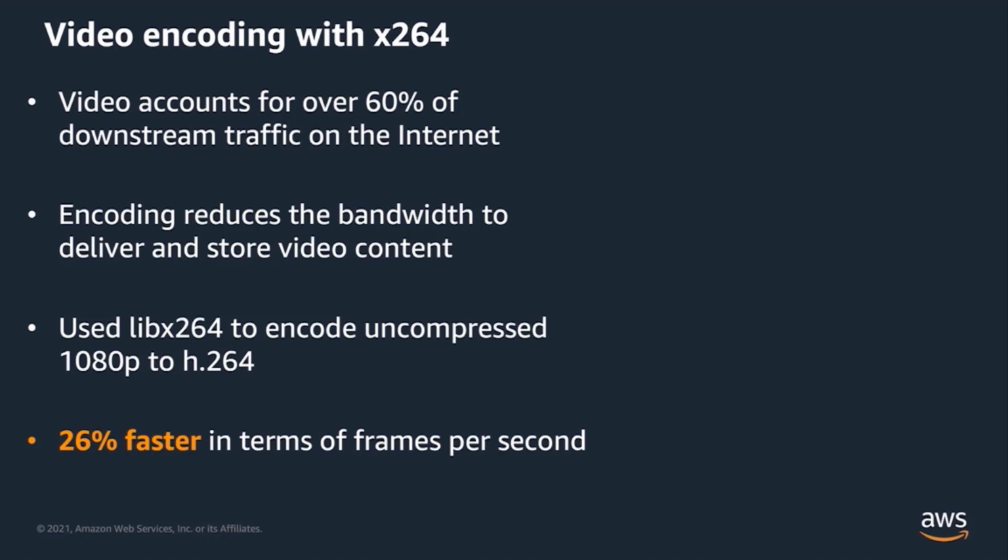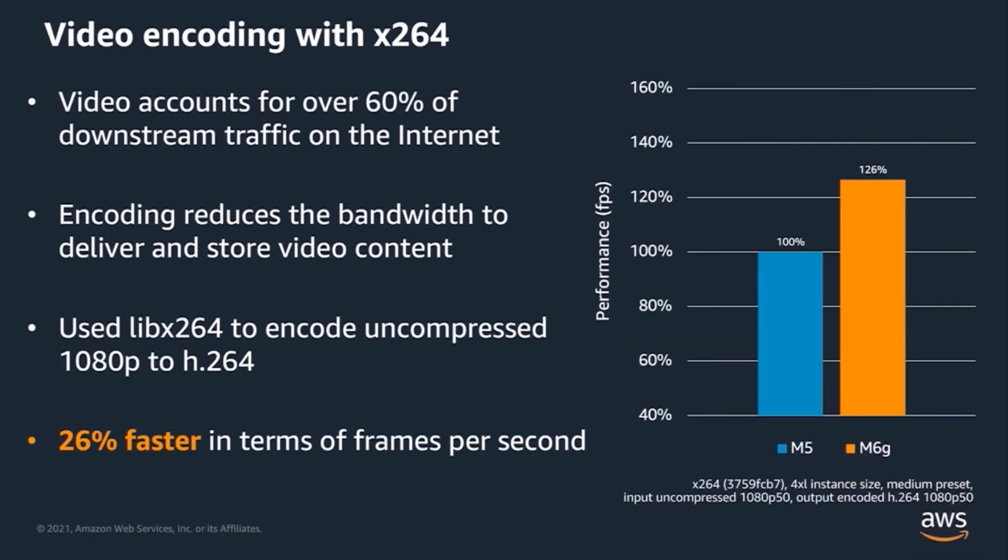Another real-world cloud-based workload is video encoding. Video is a huge part of internet traffic, and encoding video is a large portion of many cloud-based compute workloads. For this benchmark, we used x264 to encode an uncompressed 1080p video to H.264, which is currently the industry standard for web-based and mobile delivery of video. The M6g instance was 26% faster in terms of frames per second than a similarly sized M5, and again, for less cost per hour.